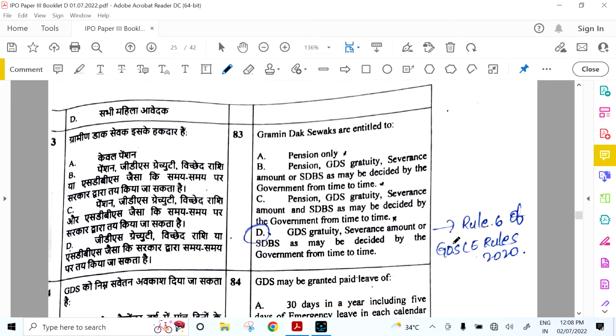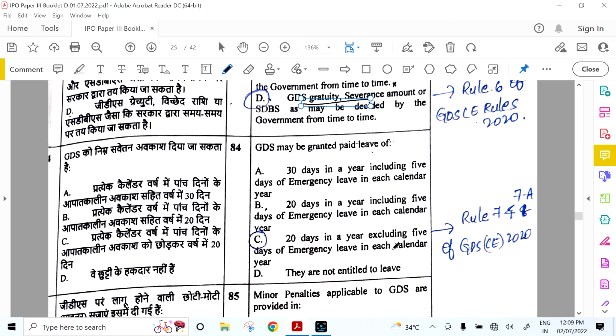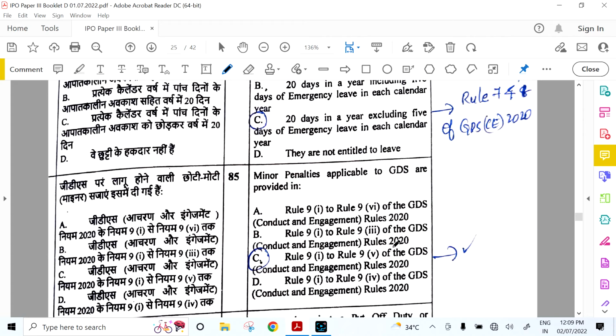Next is 83. GDS are entitled to gratuity, severance amount, or SDBS as the case may be, decided by the government from time to time. It is Rule 6 of GDS Conduct and Engagement Rules. GDS may be granted paid leave of 20 days in a year, excluding 5 days of emergency leave in each calendar year. It is as per Rule 7A of GDS Conduct and Engagement Rules.